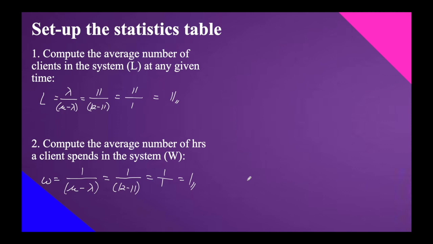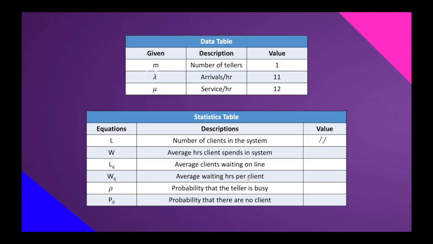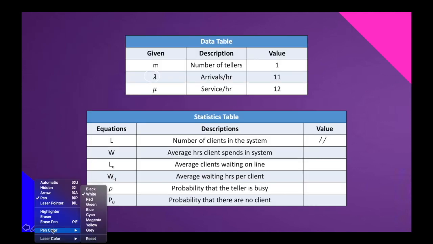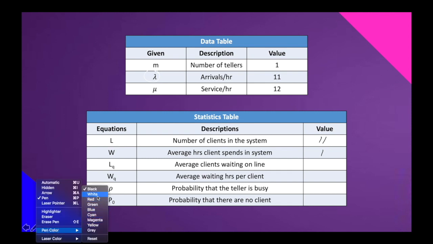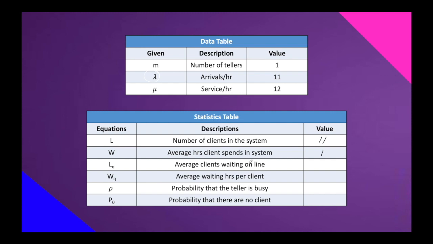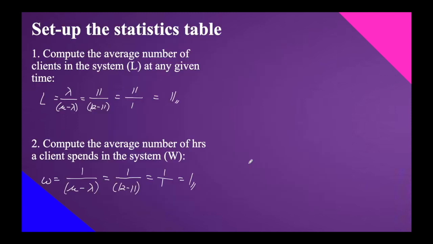Okay? So I hope you get it. Let's write this on the statistics table. Little by little we are filling in the values. So 11, and now we have 1. Now, since we're done with the first two, let's move on to the average clients waiting in line. This is the average number of clients who are queued, how many are in line at a specific given time. So let's proceed with the number 3 computation.